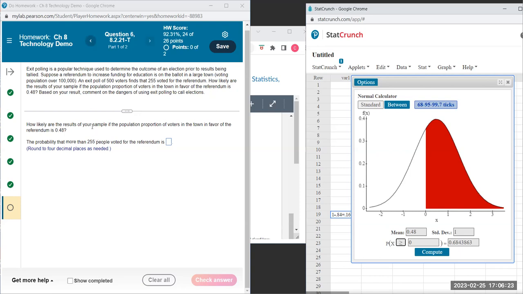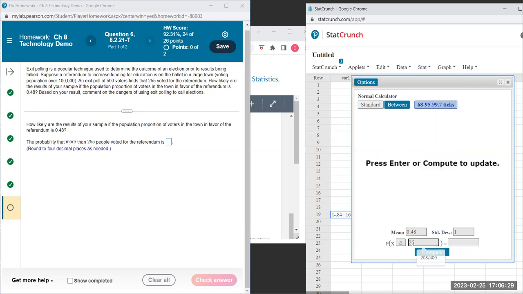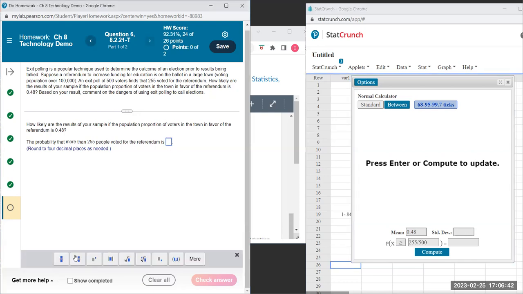We need to change that to a proportion. So it was 255 out of 500. You could either do the proportion yourself, or you could just put it in here, and StatCrunch will do that. But we have to put the standard deviation in here. So remember, that was the square root of, let me put it in here just to show you the notation. So it was the square root of P, which in my case is 0.48.